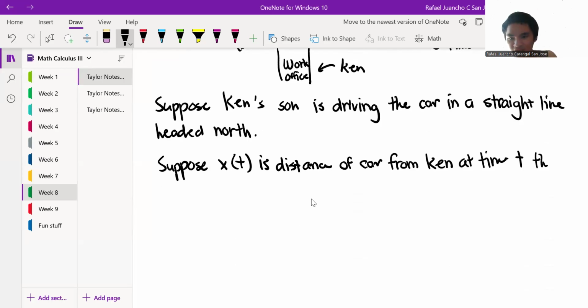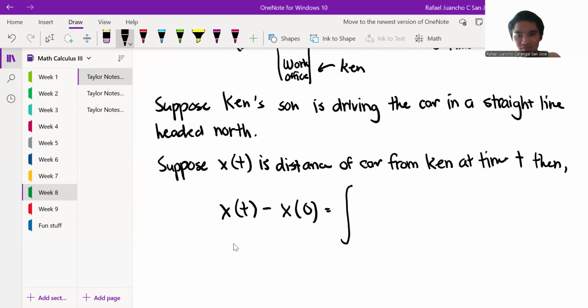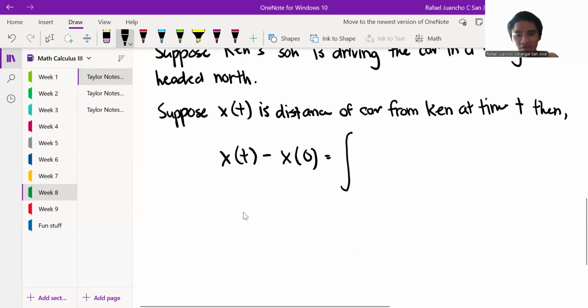It's just a letter at the end of the day. Then we have this integral here. So that's the distance. And then this is when x is 0, that's basically the car exactly at the office. We're going to subtract those, and we can actually convert it into an integral, 0 to x prime u du.